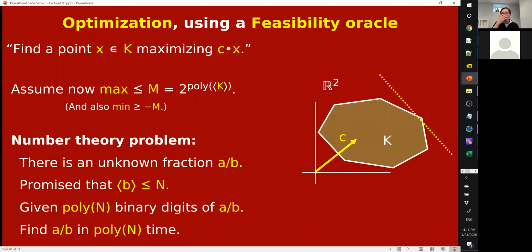Basically, the story is we kind of know in advance that the vertex is a rational number. It can be expressed with rational numbers whose denominators and numerators are integers with polynomially many bits. But we don't know what that denominator is, and you can't try all denominators, because there are exponentially many possible denominators.